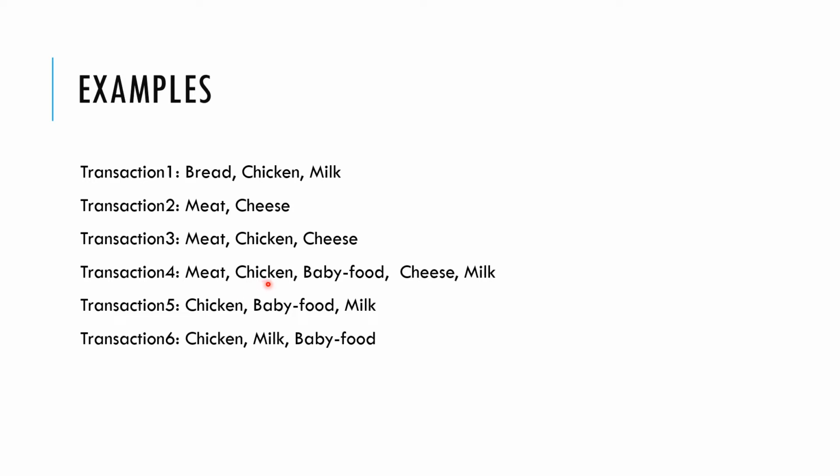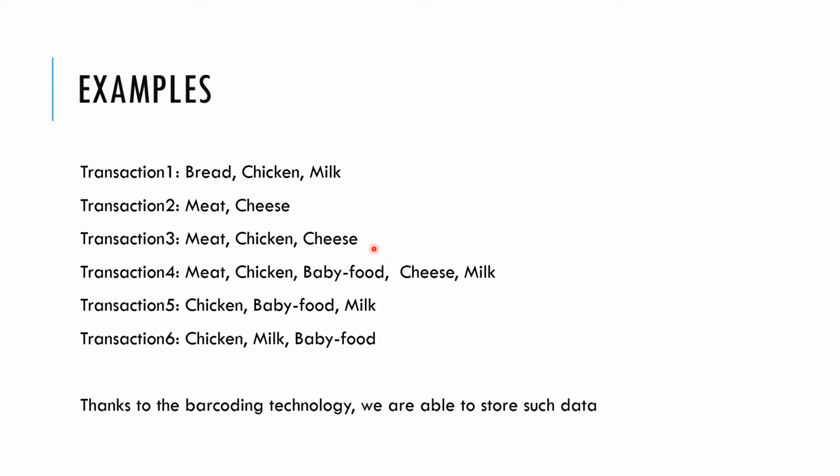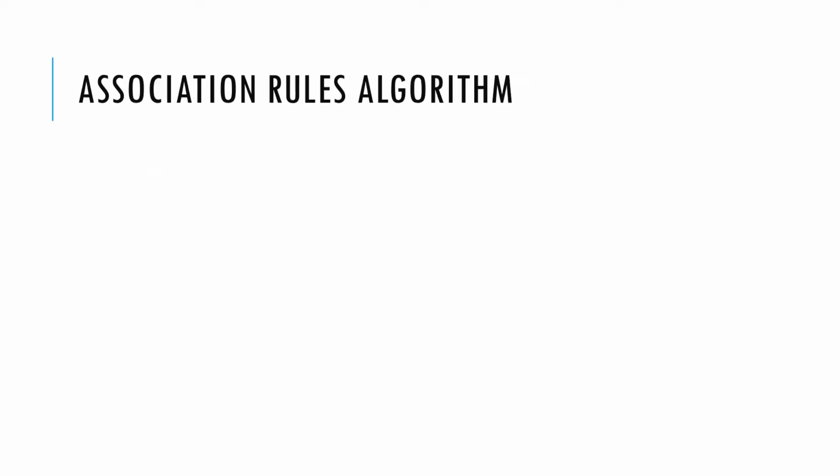If you see this, chicken and milk are going together, and chicken, milk, and also baby food are going together. This is how you form association rules. You see these products are going together, chicken and milk especially, and in these three transactions chicken, milk, and baby food, all three are going together. And then meat and cheese. This is how association rules mining works, thanks to barcoding technology, which allows store owners to store all these details in a database.